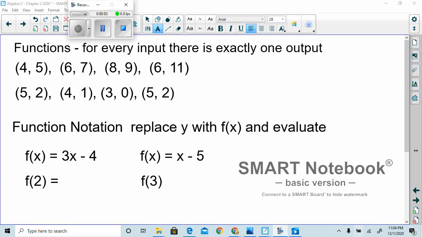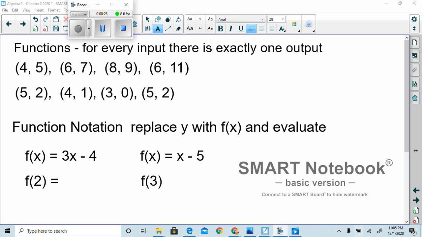One last review to prepare for your assessment. We started off talking about functions, and recall that for a function, every input can have only one output. So as you're looking at a mapping or a table of values or ordered pairs like you see here, you're looking at your input and output values.